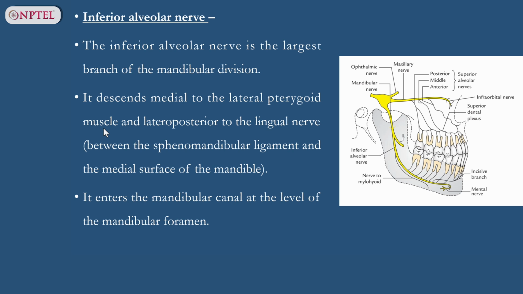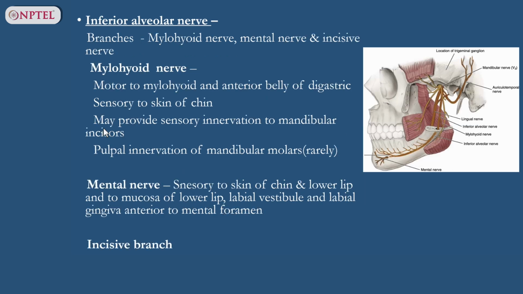The inferior alveolar nerve is the largest branch of the mandibular division. It descends medial to the lateral pterygoid muscle and lateral and posterior to the lingual nerve, in between the sphenomandibular ligament and medial surface of mandible. It enters the mandibular canal at the level of the mandibular foramen. The inferior alveolar nerve branches into mylohyoid nerve, mental nerve, and incisive nerve.